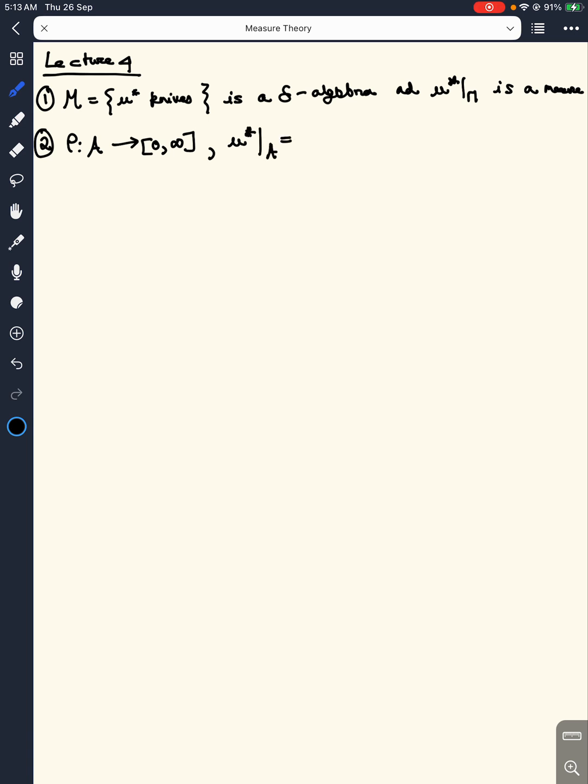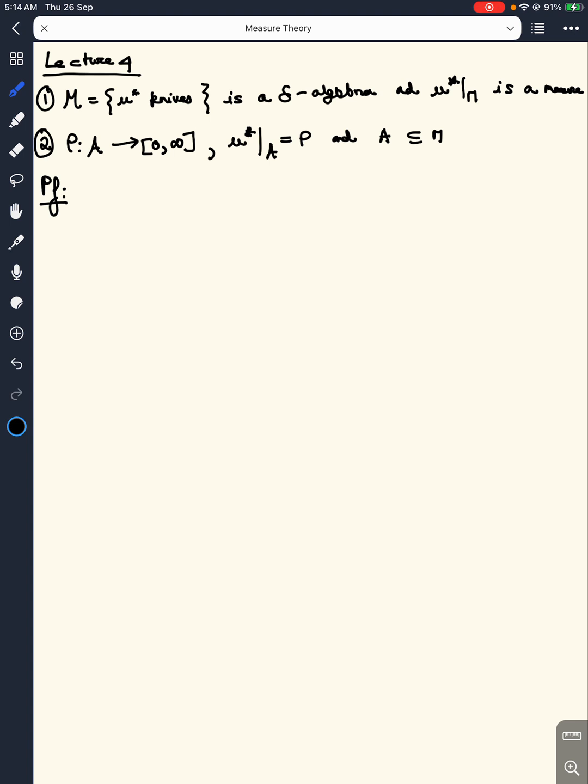First of all, mu star can be restricted anywhere, right? It is defined on the whole power set of X. Mu star restricted to A is rho, and A is contained in M. This is the second part of the theorem. This completes the existence, that it actually extends the pre-measure on an algebra to a measure on a sigma algebra that contains the sigma algebra generated by A.